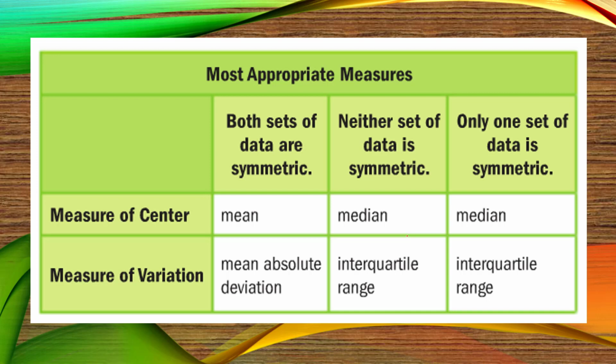Appropriate measures. When both sets of data are symmetric, the appropriate measure of center is the mean. When both sets of data are symmetric, the appropriate measure of variation is the mean absolute deviation. Now, we are not going to calculate mean absolute deviation in this course. So for variation, I will let you use range or IQR.